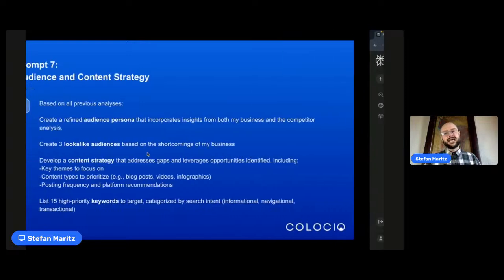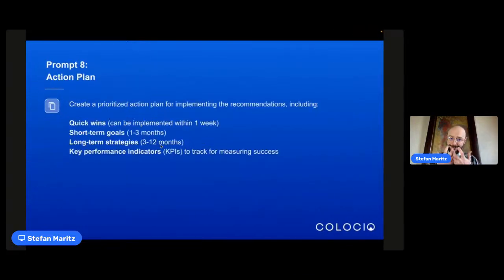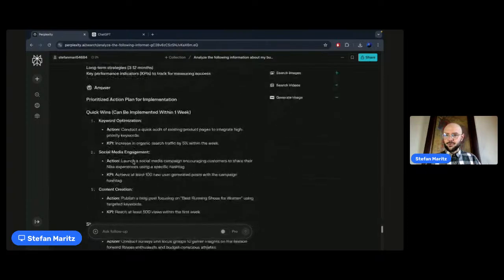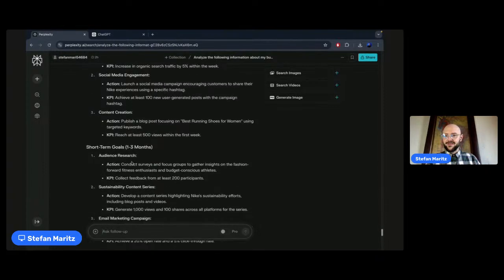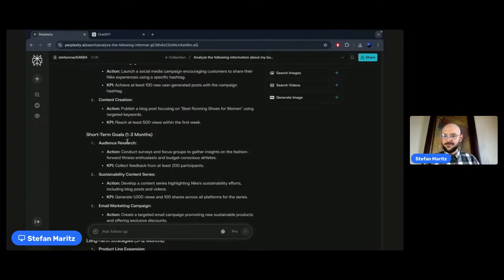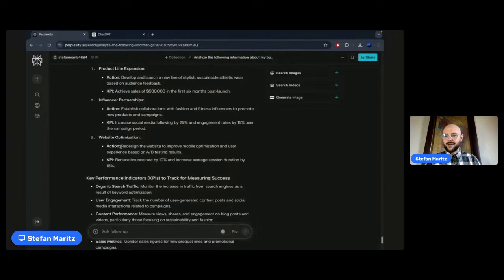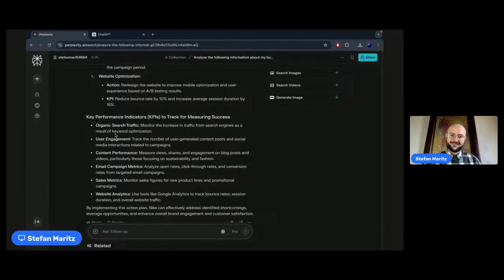And lastly, an action plan. Now we need the practical, we need the tools, we need something to tell us what to do next. And I think a nice way to break that up is quick wins, short-term goals, long-term, and then KPIs to track the success of these changes you are going to make. So got your prompts there, got your quick wins, keyword optimization, social media engagement, and then content creation. Got your short-term goals, 1 to 3 months with your audience research, sustainability, content. Of course, this is in context of Nike, and then your long-term strategies, as well as all the KPIs that you need to measure the success.